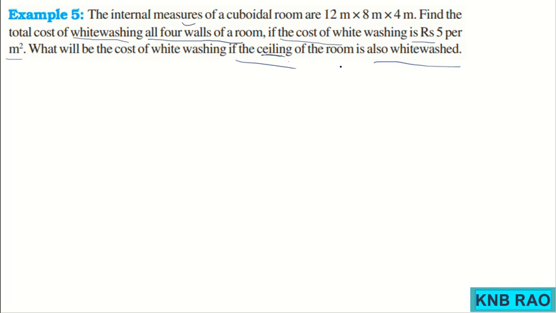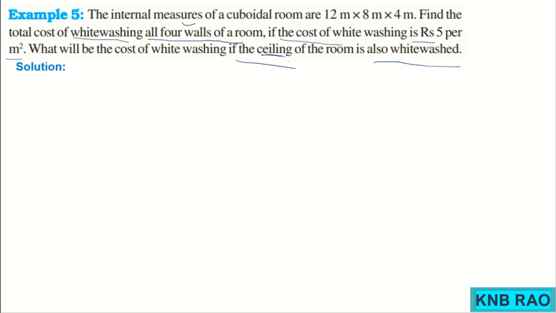Ceiling is of the shape rectangle, which contains length and breadth as its two dimensions. So we will find L into B and we will add that to the area of the four walls, that is the lateral surface area. Okay, let's move on to the solution and the presentation of the solution.